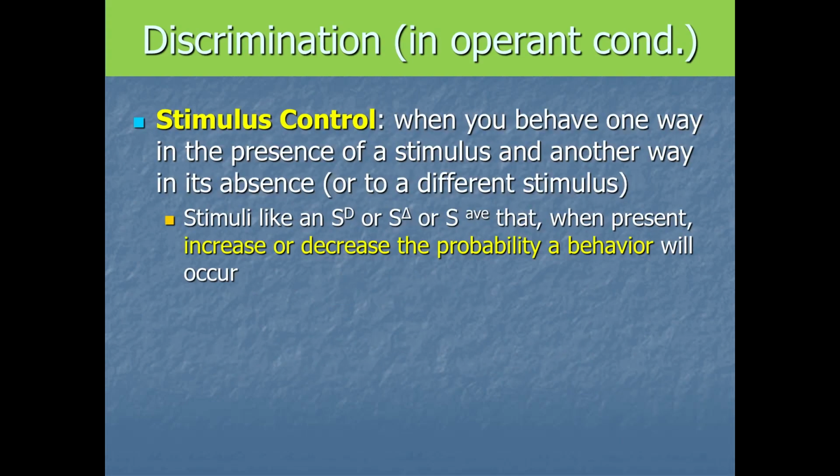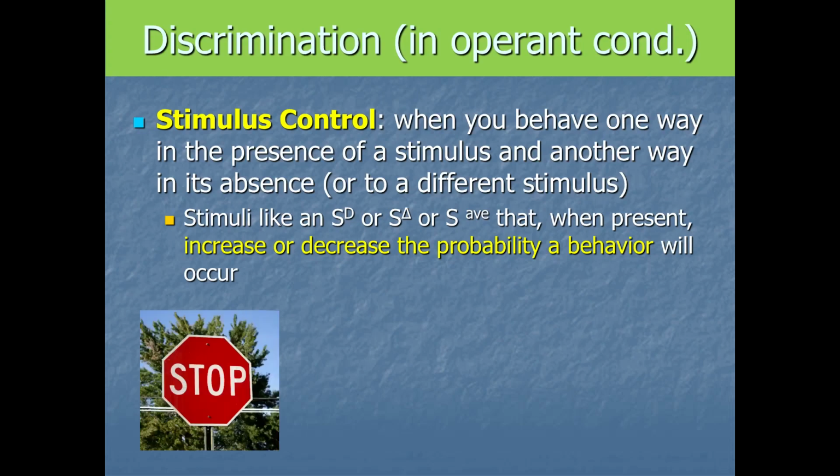So this is usually described as stimulus control, when you behave one way in the presence of a stimulus and another way in its absence, or to a different stimulus. What we're talking about is stuff we've run into before, right? We're talking about basically stimuli like an SD, a discriminative stimulus, or an S delta, or like that S aversive, right? An aversive stimulus that we learned. That if these stimuli are present, right, they might increase or decrease the probability a behavior will occur in the current circumstances. So it's called stimulus control because in some sense, the stimulus is controlling what you do, controlling your response. The environment is influencing your behavior.